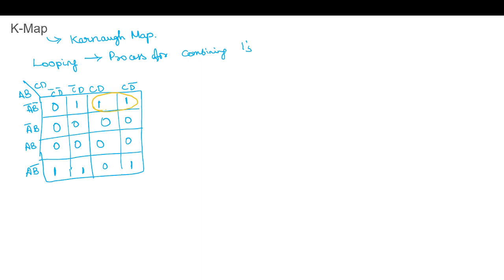this can form one pair, this can form one pair, and this can form another pair. There can be other possibilities, but I am showing one example to show that you can form groups horizontally as well as vertically in the Karnaugh map. So how to write it?